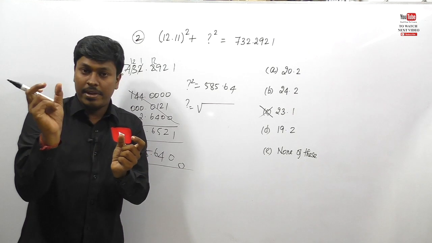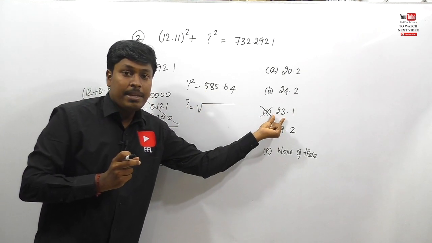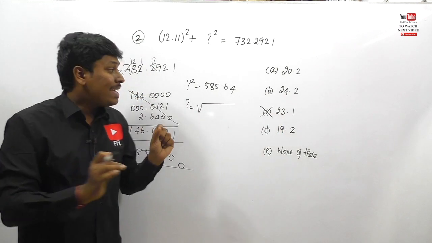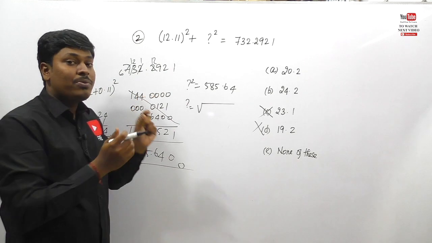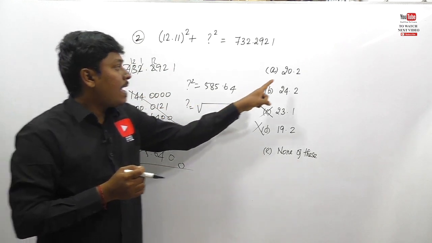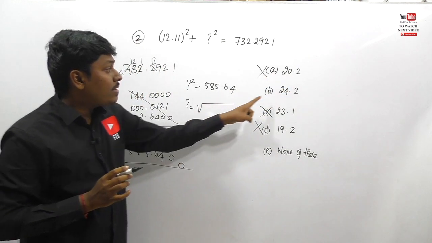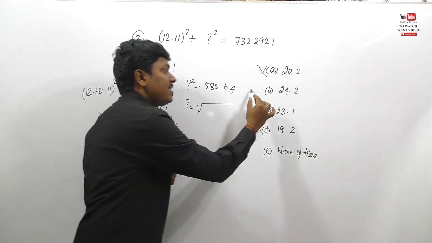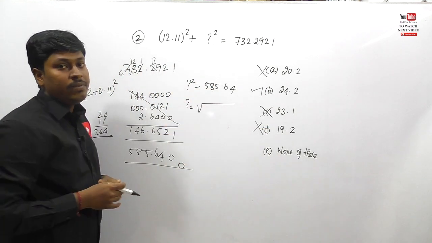25 square will be 625. Here the answer is 585, and we have eliminated the option 23.1. So definitely I can say that 19.2 will not be the answer, right? It is below 20. We know that 20 square is 400. So first of all, we eliminated the option. And here it is 20.2. This can't be an option, friends. And here 24.2. Though it is none of these, I think I can directly say that 24.2 will be the answer.